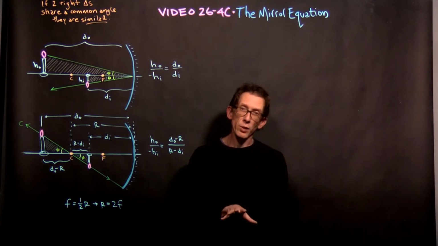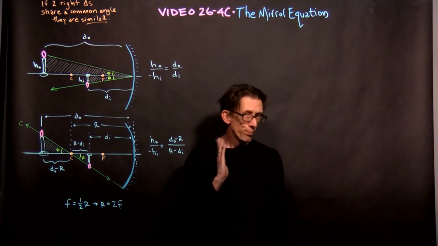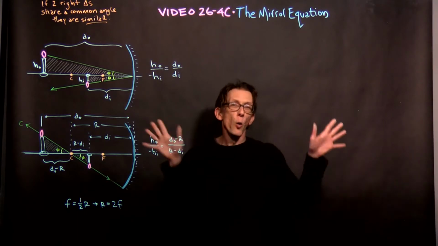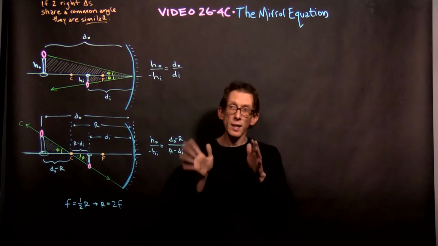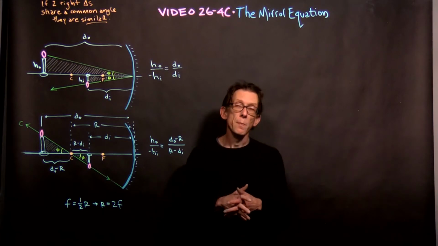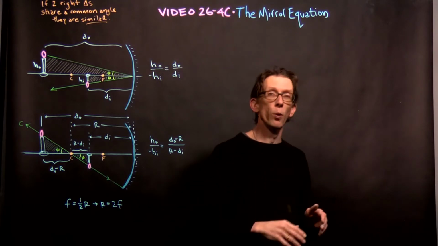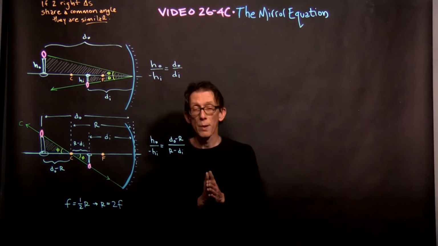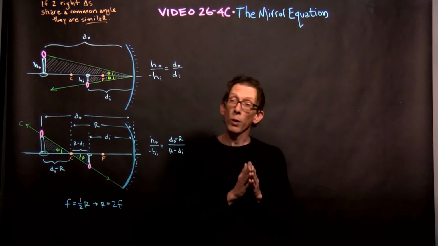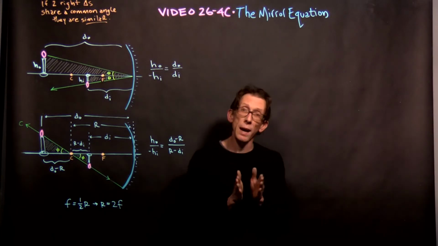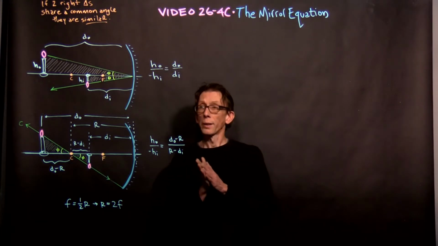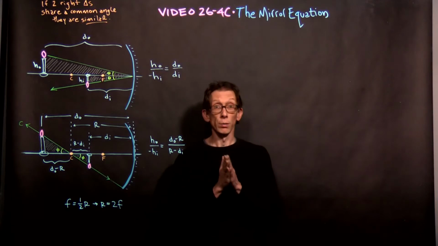And I want to emphasize to you that the formulas in physics don't come out of nowhere. They come out of, in this case, basic geometry. And so I'm going to derive the mirror equation for you to help you see where it comes from. And then in the following video, we're going to do an example with it. But sit back, get a drink, and follow along.